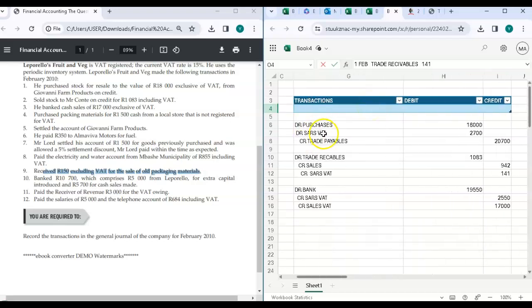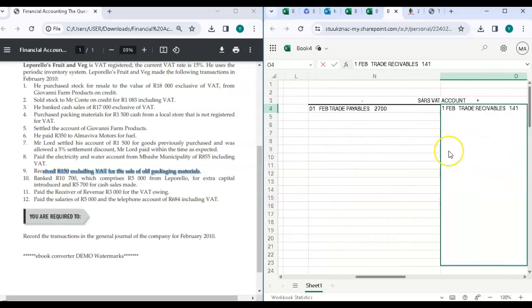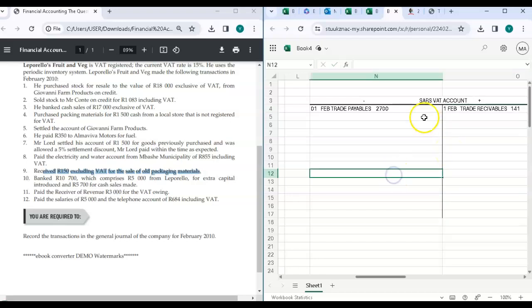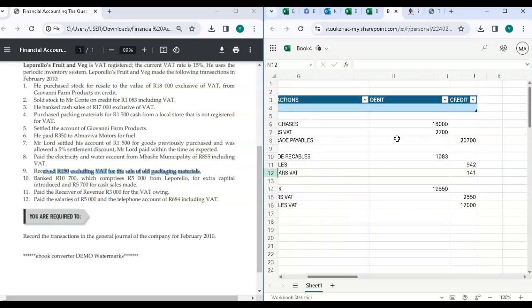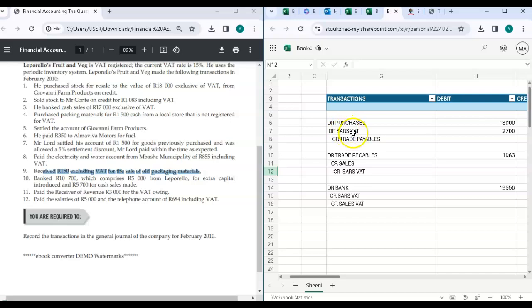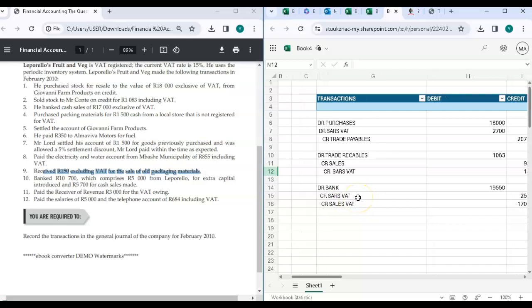Also, let's look at the first transaction. If you're confused whether to say debit purchase and credit trade payables or debit SARS and credit trade payables, remember, everything goes over here. It basically deals with a transaction. That is why over here we say debit SARS and credit trade payables, and not debit purchase. There's only one debit you can do, SARS, because SARS has to be included in the transaction. So, yeah. And the next one.